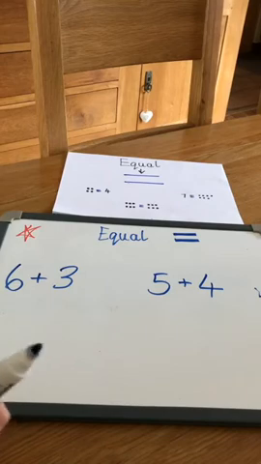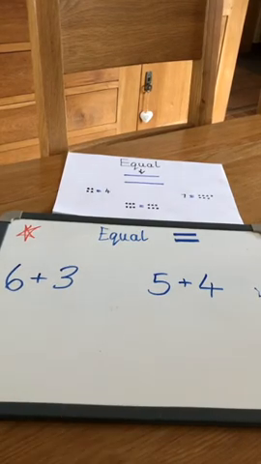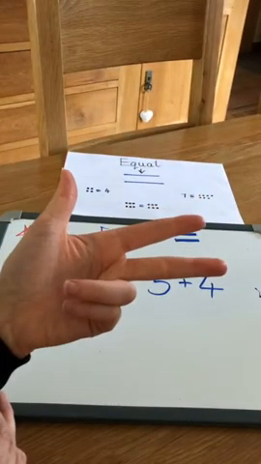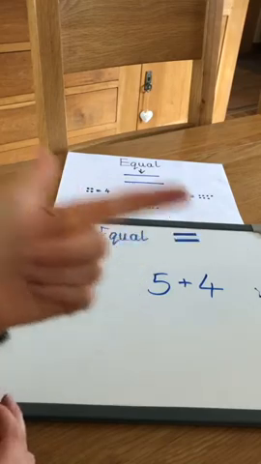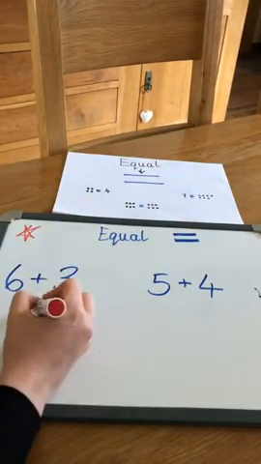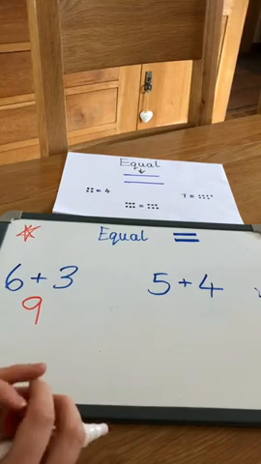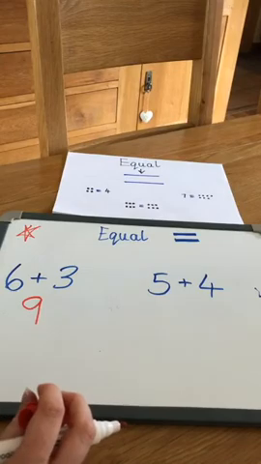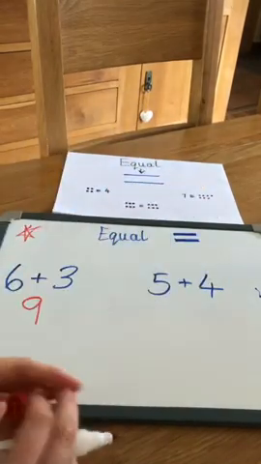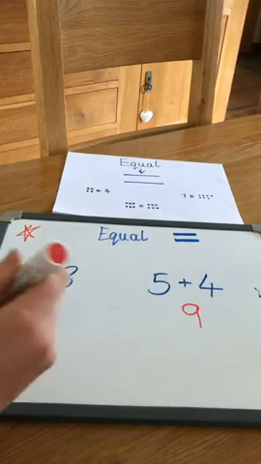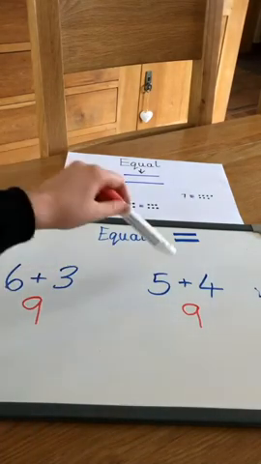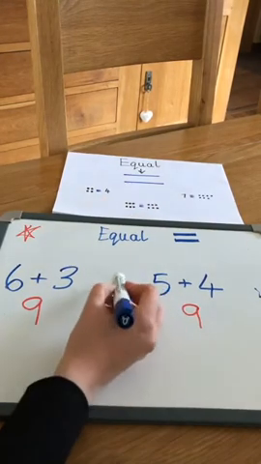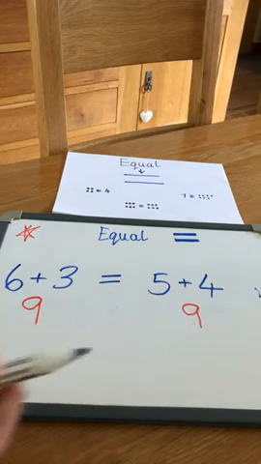So you might want to pause the video now because I'm about to tell you the answer. So 6 add 3, so 6 in your head, 6, and add on 3. So 6 in your head, 7, 8, 9. So that's 9. Okay, and we have 5 add 4. 5 in your head, 6, 7, 8, 9. So that's 9 as well. So that means that 6 add 3 and 5 add 4 are equal. They equal the same. So we can put an equal sign in the middle like that.